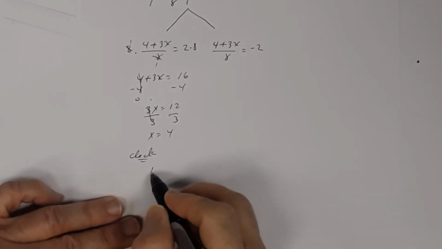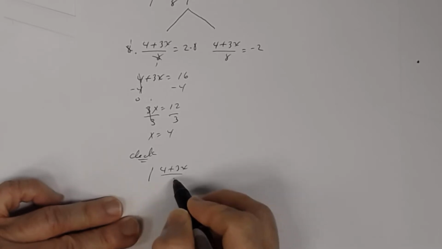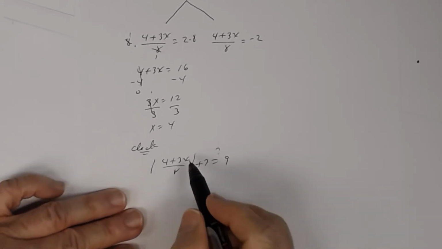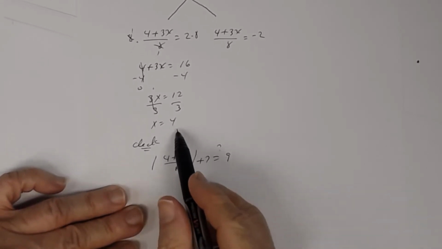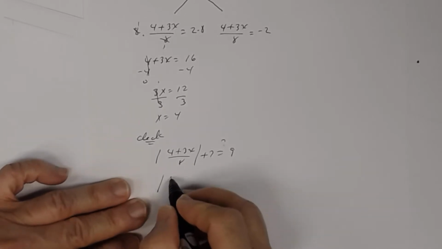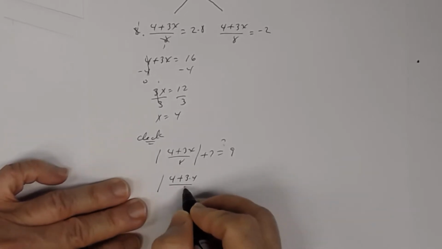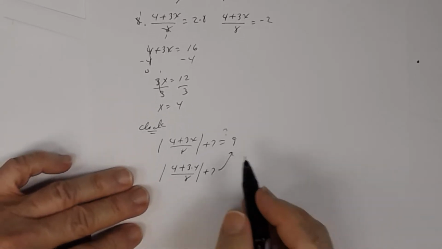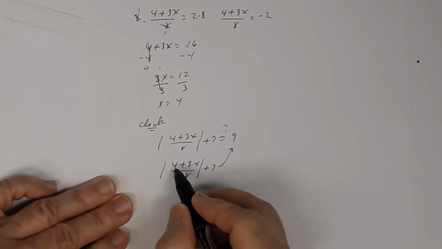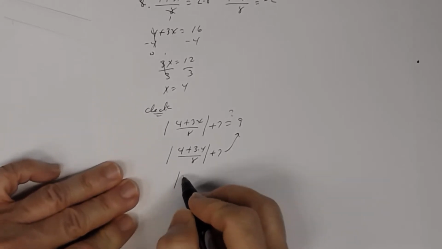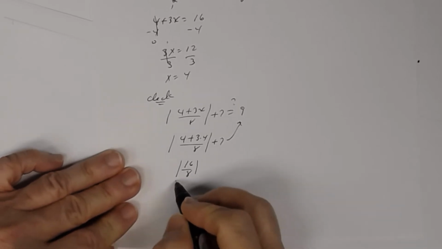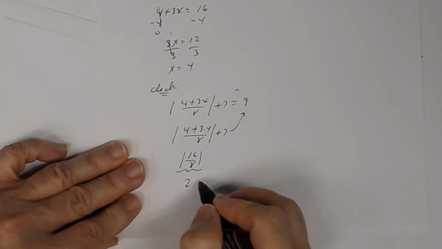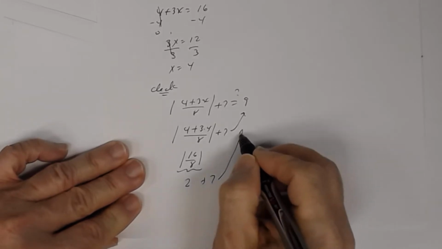So the original was this, the absolute value of (4 plus 3x) divided by 8. You want to add 7, and you want to see if that's going to equal 9. So wherever you see the variable x, I'm going to substitute the number 4. So I get the absolute value of (4 plus 3 times 4) divided by 8, plus 7, and I want to see if that equals 9. Well, 3 times 4 is 12, and 12 plus 4 is 16. So I get the absolute value of 16 divided by 8. Well, 16 divided by 8 is 2, and the absolute value of 2 is 2. And 2 plus 7 does give me 9.